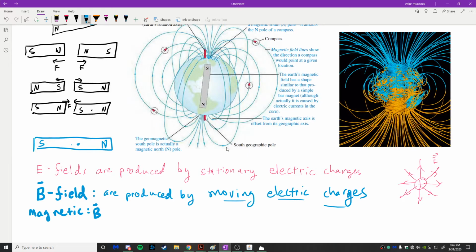And we can design devices that can produce these things. And we use charges to do it. We use currents to do it, basically. Okay. Electric fields are produced by stationary charges. Magnetic fields are produced by moving charges. You guys have any questions so far?